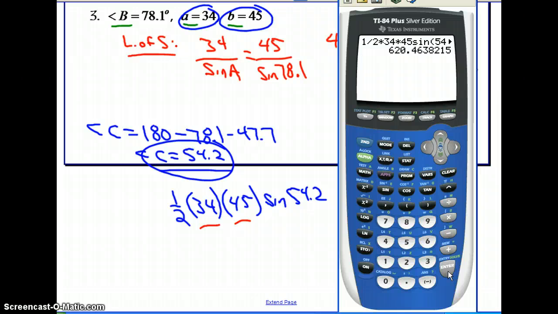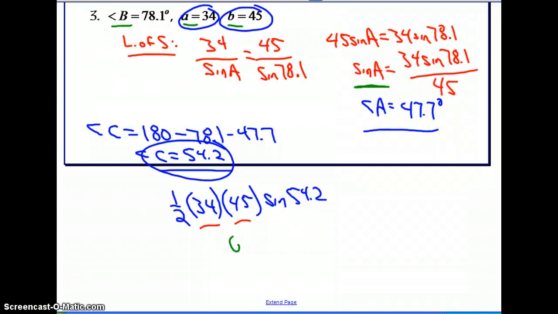So we get 620. Ooh, and that is the bell. That was good timing, guys. So our area is 620. We'll keep that. So 620 square units.